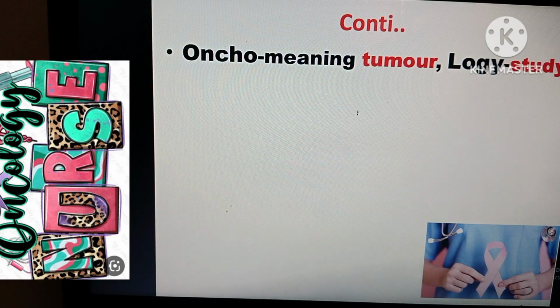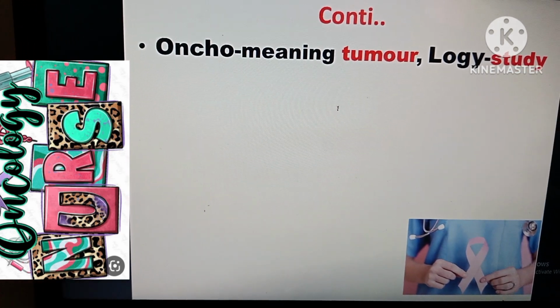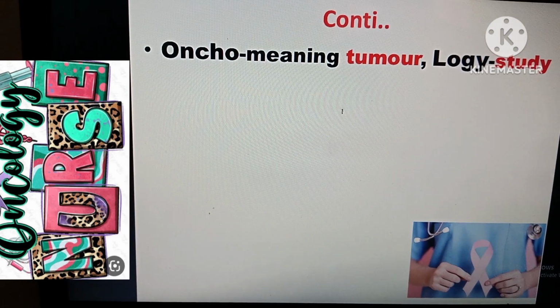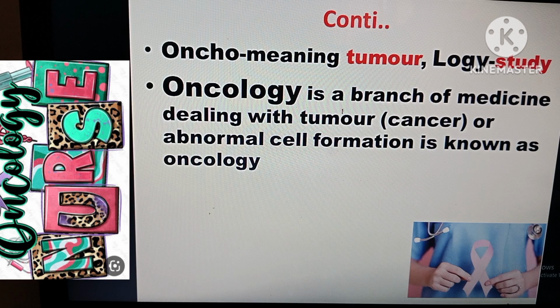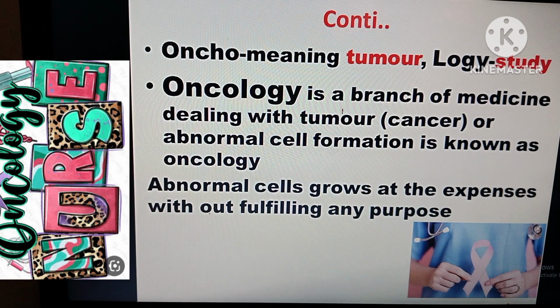So oncology. What is the meaning of onco? Onco means tumor. Logy means study. So oncology means the study of tumor or abnormal cell growth. Oncology is a branch of medicine. Here we will be studying about abnormal cell growth, which grows in the body without fulfilling any purpose.